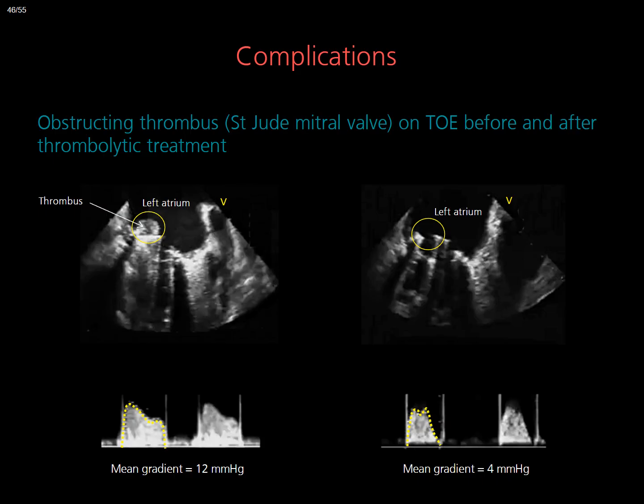Here, transoesophageal echo shows a mechanical mitral valve with an obstructing thrombus with restricted leaflet motion. After thrombolysis, the mass resolves and leaflet mobility improves on repeat imaging. Before treatment, Doppler demonstrates a markedly raised transmitral mean gradient consistent with hemodynamically significant obstruction. Post-thrombolysis, the mean gradient falls back towards normal, confirming relief of obstruction.